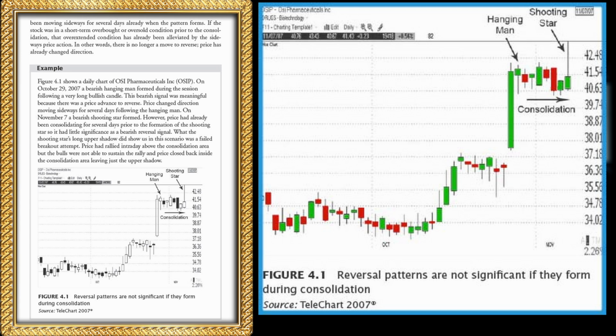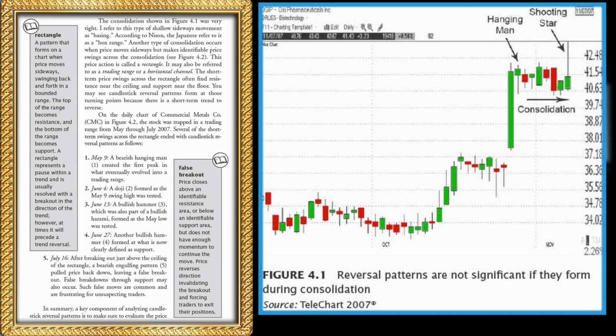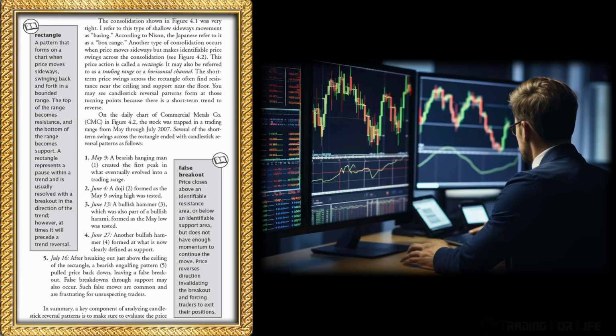What the shooting star's long upper shadow did show us in this scenario was a failed breakout attempt. Price had rallied intraday above the consolidation area, but the bulls were not able to sustain the rally, and price closed back inside the consolidation area, leaving just the upper shadow. The consolidation shown in Figure 4.1 was very tight. I refer to this type of shallow sideways movement as basing, according to Nissen. The Japanese refer to it as a box range.